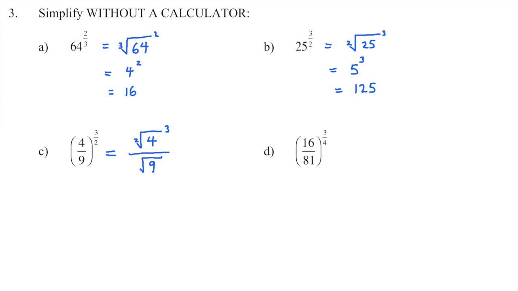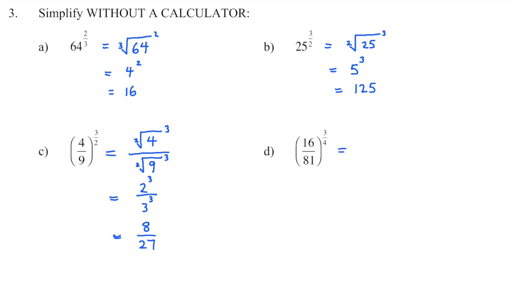What's going out the front on my surd sign? A 2, because that's on the bottom. 3/2, 3 in. The square root of 4 is 2. And I could figure it out in my head, but I do know 2 cubed is 8, but I'll write this down. Square root of 9 is 3. 2 cubed is 8. 3 cubed is 27. So there's that answer done without a calculator.